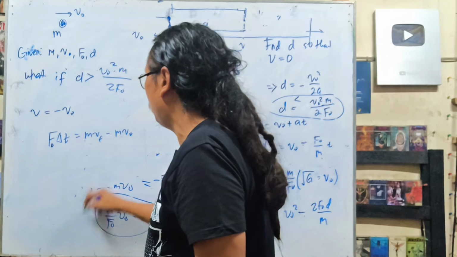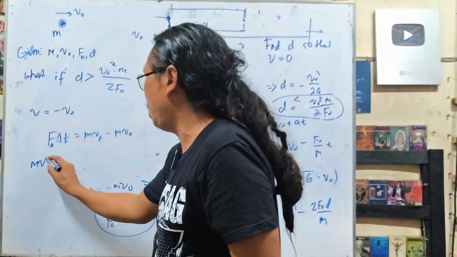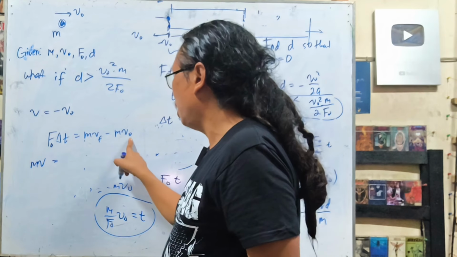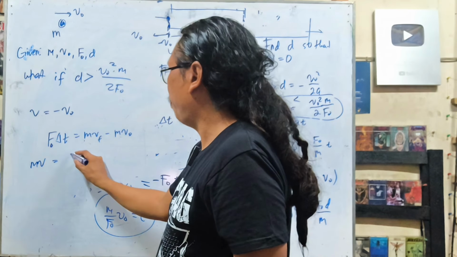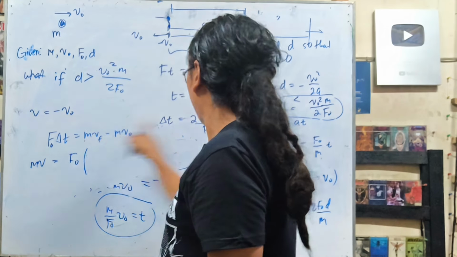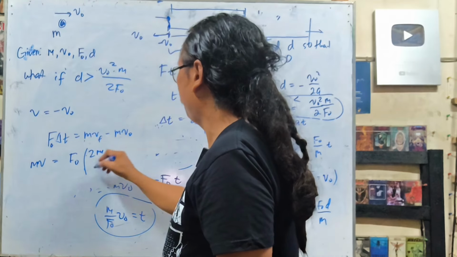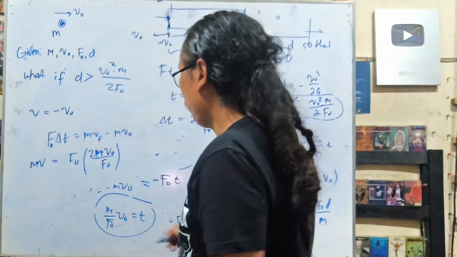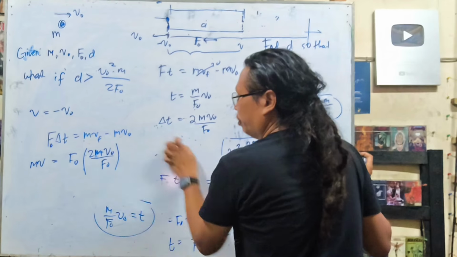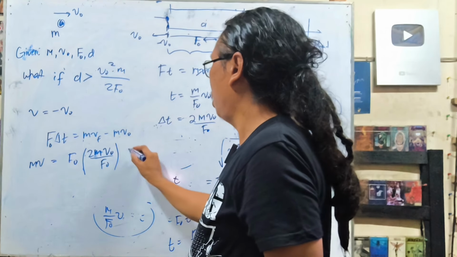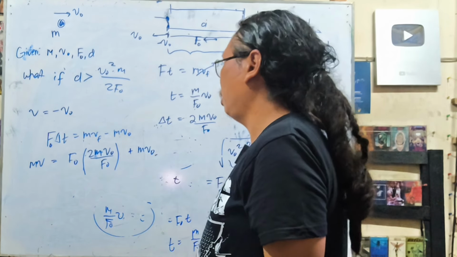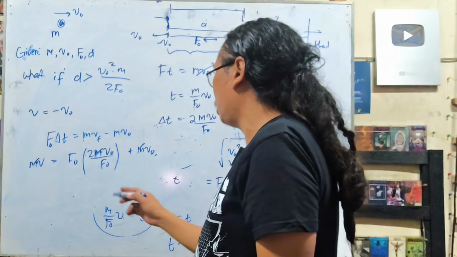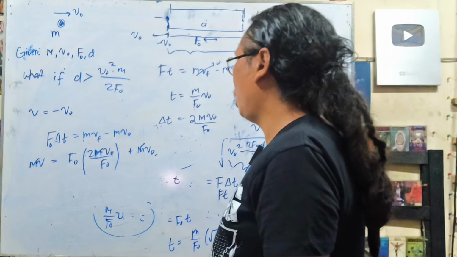So you have now, meaning that m v final, I just use v, because initial is v naught, is equal to F naught times 2m v naught over F naught, plus m v naught. Okay? And all the m's will cancel, so all the terms.